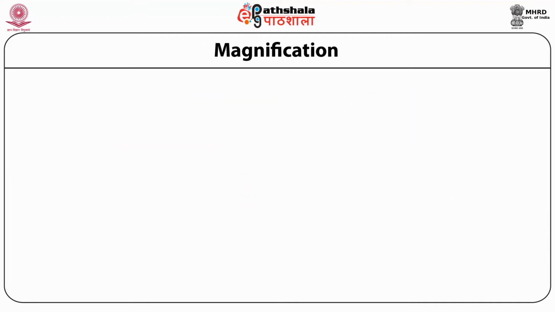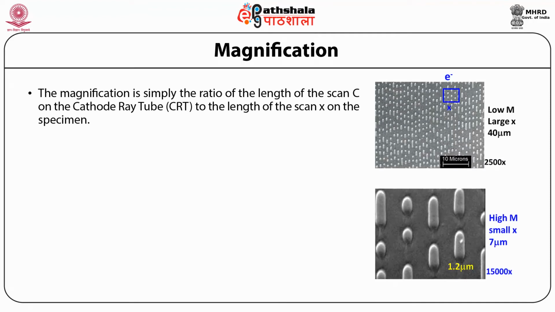So let us now discuss the magnification in the case of SEM images. These are the two images. The left hand side shows a low magnification, with a scale as large as 40 microns, and the right side figure shows a high magnification, with a scale as small as 7 microns.